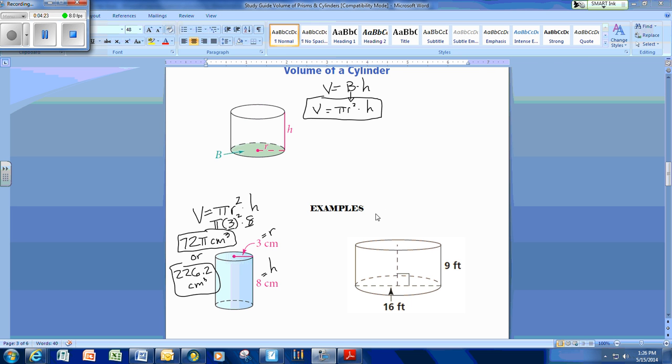Okay, last example here for a cylinder. Again, volume equals pi r squared times the height. Now in this case my diameter is 16, which makes the radius half of that, which is 8. So that goes in for the radius. The height is 9. So in terms of pi, if I calculate 8 squared, which is 64 times 9, I get 576 pi cubic feet.